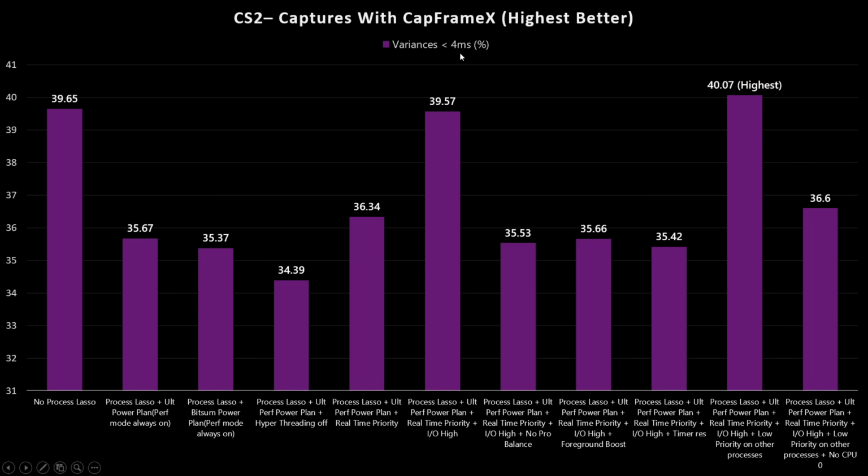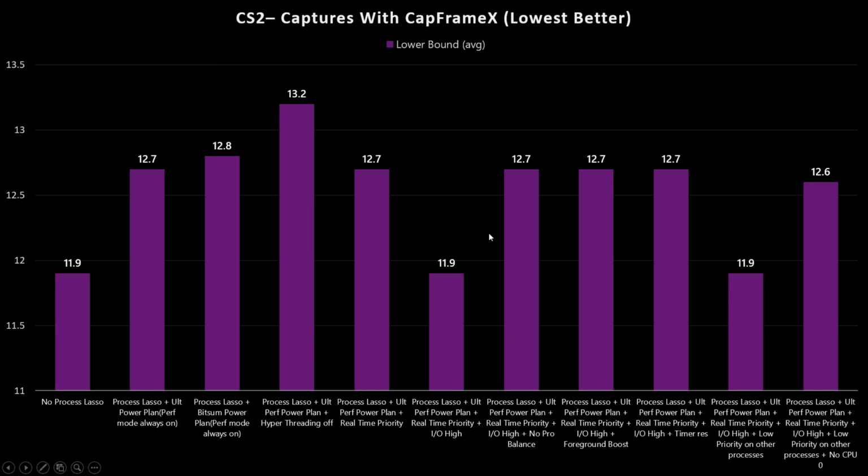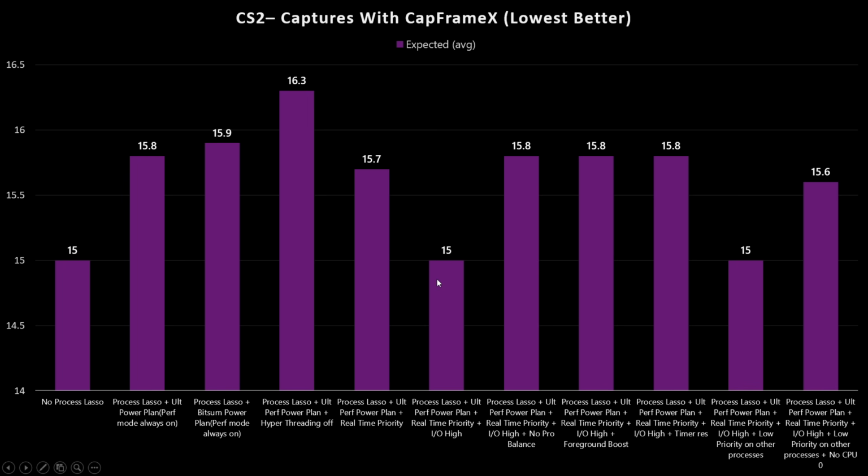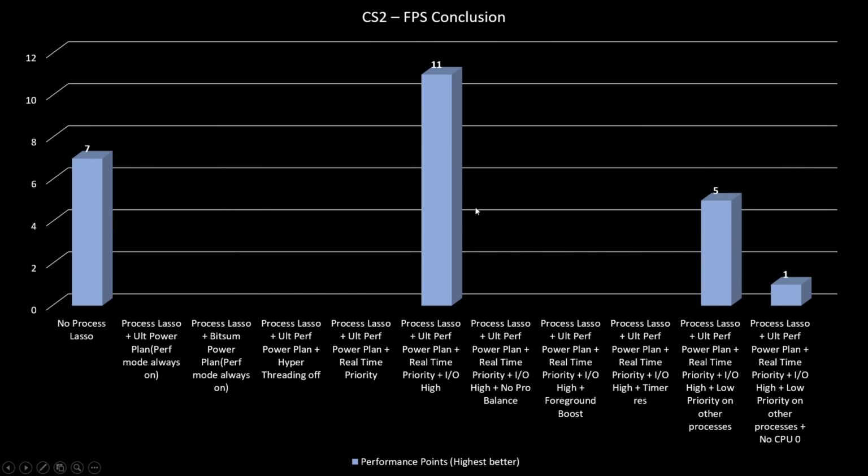Variances smaller than 4 milliseconds was with Process Lasso, Ultimate Performance Power Plan, Real-Time Priority, IO High, and Low Priority on other processes. The lower bound again was the same, was better with Process Lasso, Ultimate Performance Power Plan, Real-Time Priority, and IO High. The expected again was the same, and the upper bound again the same. So for CS2, I suggest Process Lasso and Ultimate Performance Power Plan plus Real-Time Priority plus IO High.